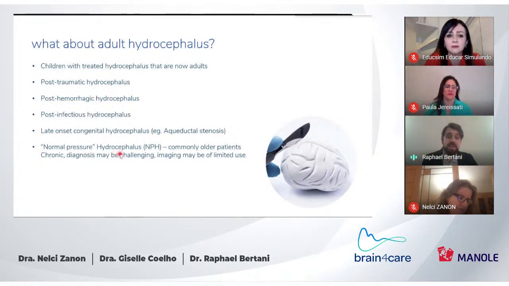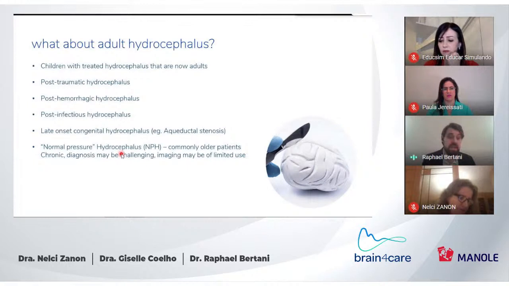And lastly, we also have the normal pressure. We call it normal pressure because in the beginning we thought it was a normal pressure hydrocephalus, because these patients were commonly subject to lumbar taps, and we would see normal manometry, normal pressure. And later we found out, after we had continuous lumbar drainage, that they actually have spikes of hypertension. So it's not absolutely normal pressure hydrocephalus.